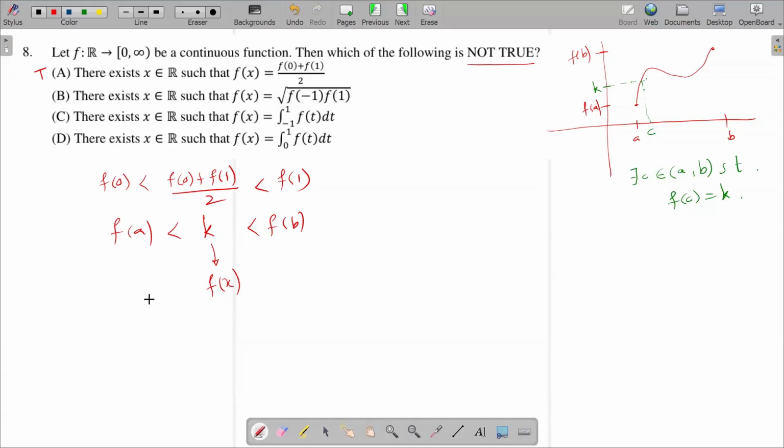But then B also you can tell me quickly. That is the geometric mean of f(-1) and f(1), and it also lies between f(-1) and f(1). Yes, sir, the geometric mean of two numbers always lies between those two numbers. So this is also going to be true by the intermediate value theorem. Now, how about C?